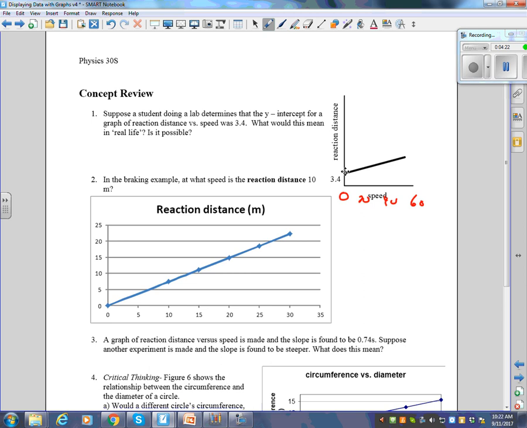In the braking example, at what speed is the reaction distance 10? All you have to do here is read the graph. Well, the reaction distance, now this should be labeled. This isn't labeled. Reaction distance. When is it 10? So you have to actually read that, go across. At what speed is it? About 14 meters per second. That's all you got to do. Can you do that? I think so. You should be able to do that.